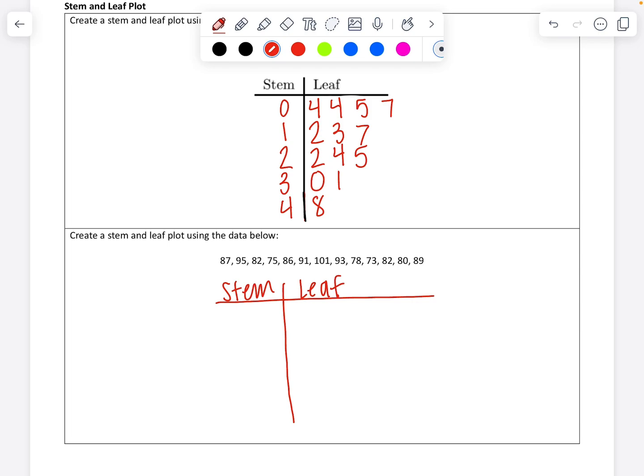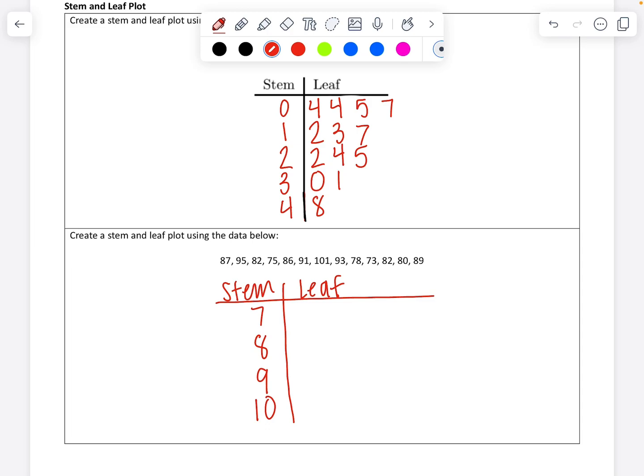Okay. So first of all, I'm going to find my lowest number because then I know where to start with my stem. There's a 75, 78, 73. All right, so I'm going to start with 7. Then I should have 8, 9, and then 10.